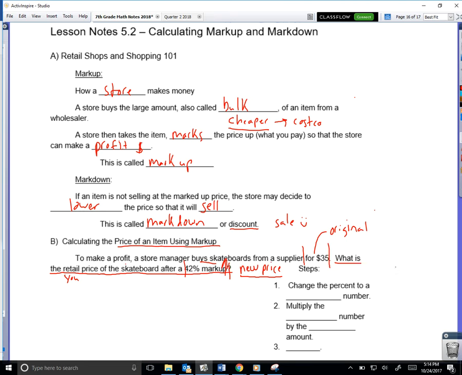So here's our steps. We're going to change the percent to a decimal number, just like you did in the last lesson. Nothing new here. We're going to take 42%. Remember, if there's no decimal point, stick one at the very end. Move it 2 places to the left. So 0.42 is going to be my decimal number. I'm going to multiply the decimal number by the original amount.